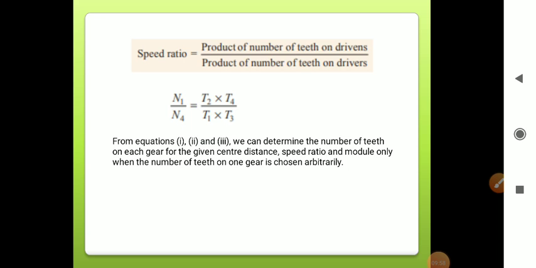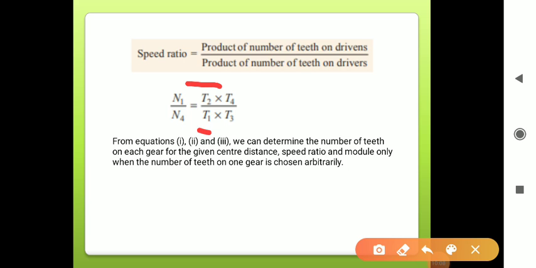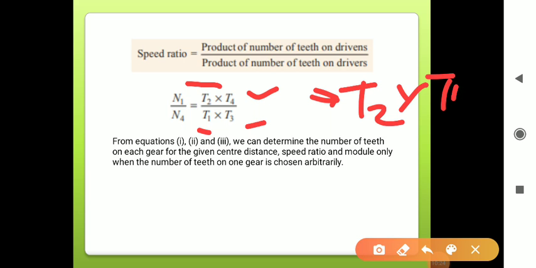Now T2 and T4, we have seen that T1 is what? T1 is driver. Now T2 is what? Driven, so this is in the numerator. Now T3 is what? Second driver. And because of that, T4 is the second driven. Now in the numerator, T2 and T4 are the drivens, and this is a product.